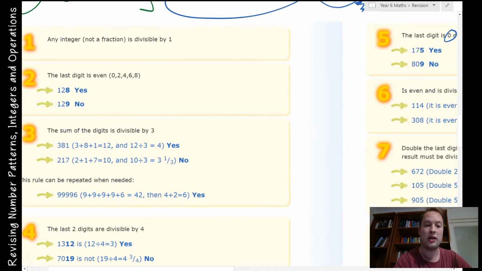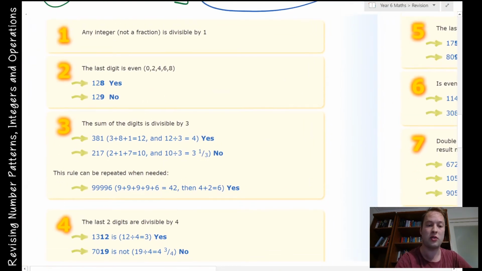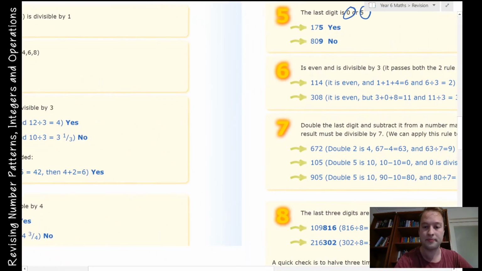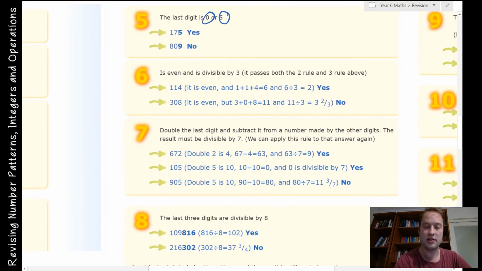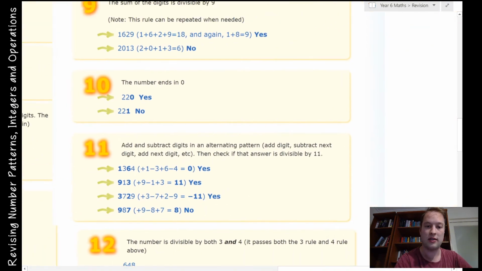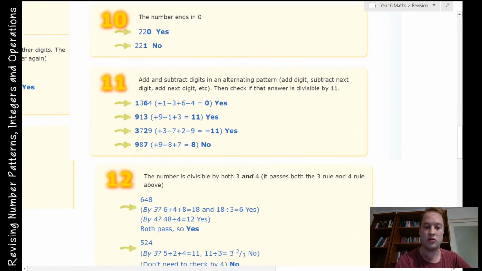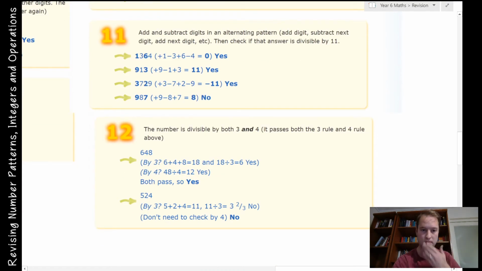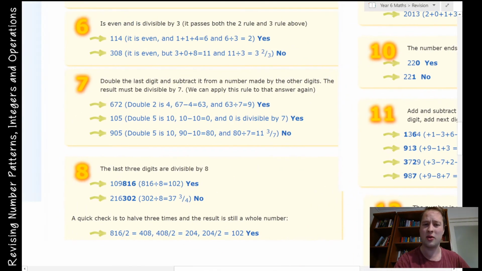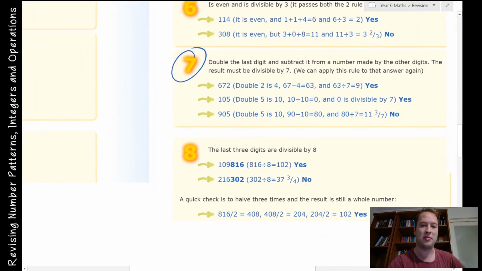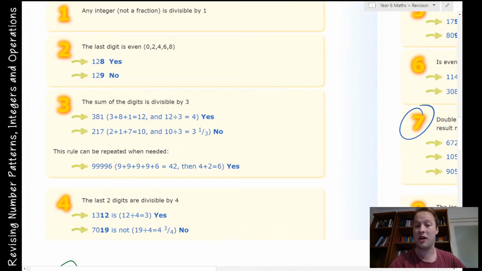So you can go in yourself, you can just pause the video and look at the rules, or go on that website, and that will help you. So here are the rules for those, and here are the rules for 9 through to 12. I would say one of the trickier ones is 7. So yeah, that would be the thing that's a bit tricky.